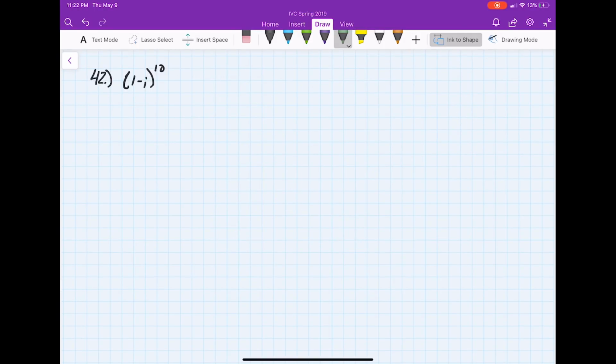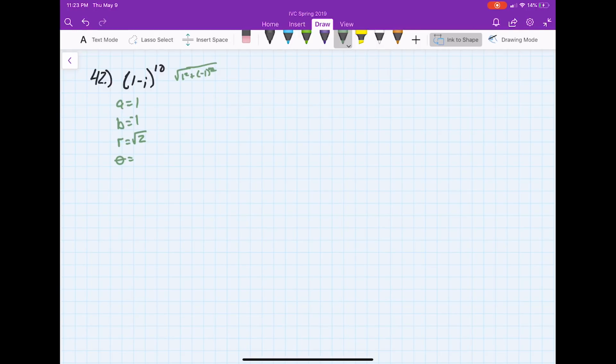So for 42, we're basically going to do exactly the same process. We're going to find our a, which is 1, and our b, which is negative 1, actually. There we go. And we need to find our radius. And our radius is found by the square root of 1 squared plus negative 1 squared, which is going to end up being the same as the last problem, which is r is equal to square root of 2.